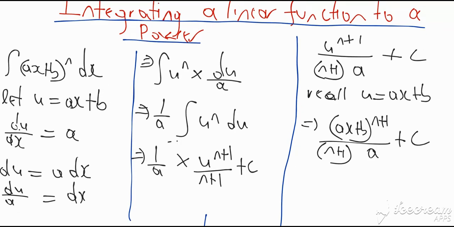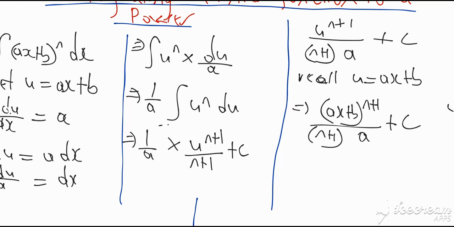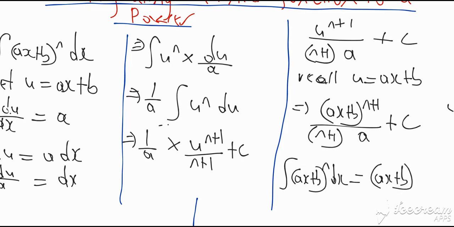So we could say that the integral of (ax + b) to the n with respect to x is simply equal to (ax + b). What we do is add 1 to the power, so we have n plus 1. We divide by the new power, which is n plus 1, multiplied by the differential of the bracket, which is a. And of course, never forget your constant of integration, which is plus c. Very critical.